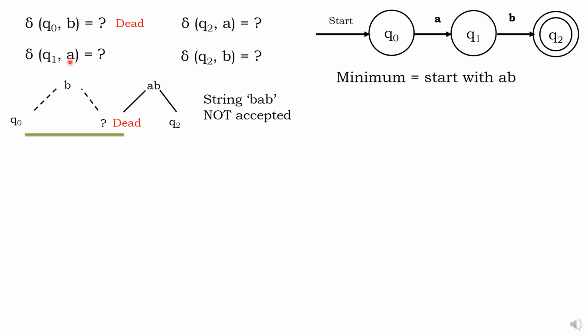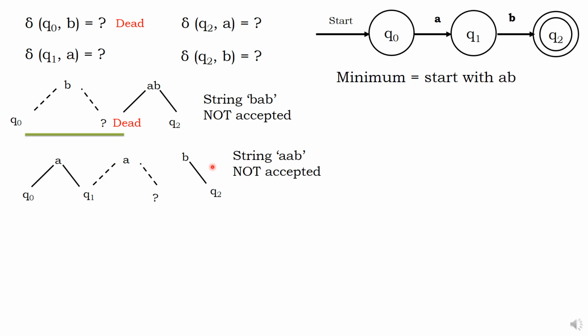Next, Q1 A, what happened? Who is before Q1? Who is after Q1? Come on. Who is before Q1? A, before that Q0. Who is after Q1? B, after that Q2. Now you should tell me AAB. Starting should be AB. Here starting is AA. So, not accepted. If it is not accepted, it should be dead. Done. So here it should be dead.